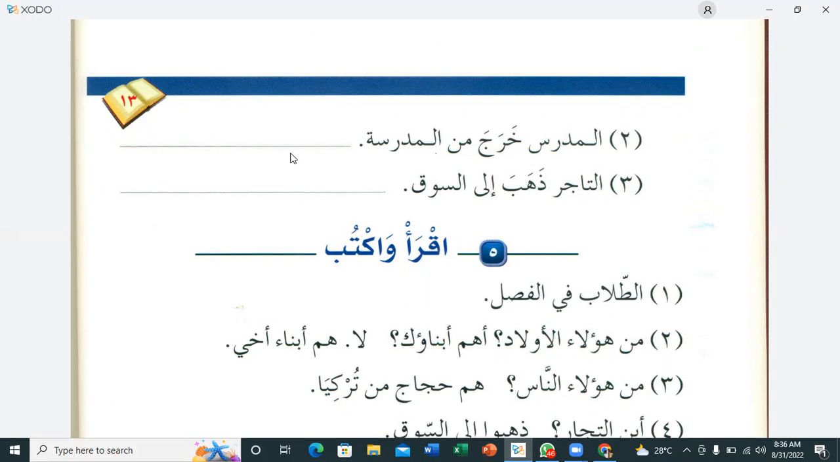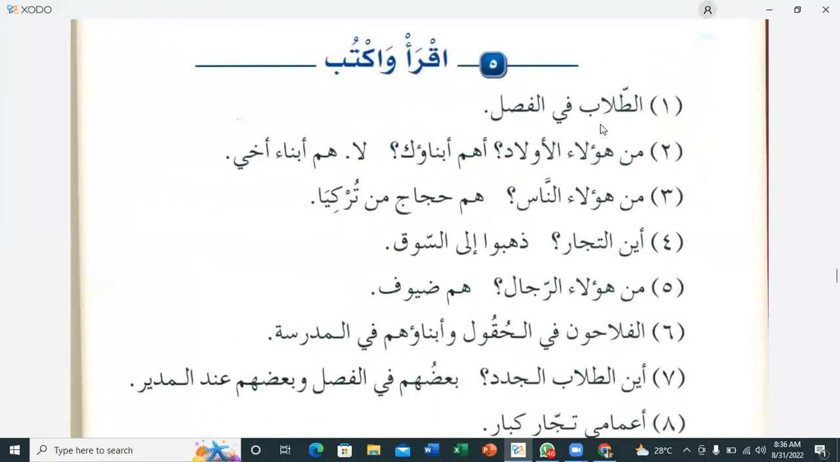The last sentence is التاجر ذهب إلى السوق. The merchant went to the market. So what is the plural sentence of this? Tell me, Sabina. At-tujjaru zahabna ila al-suq. Zahabna, not? Zahabu. Yes. At-tujjaru zahabu ila al-suq.